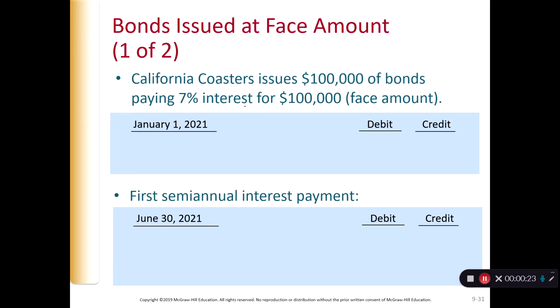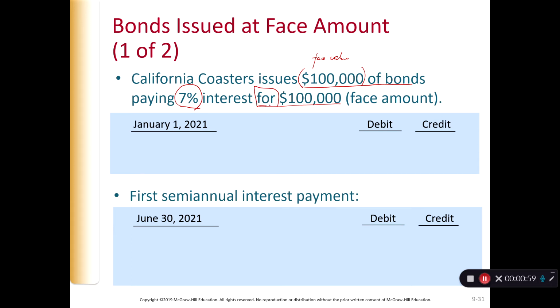Let's assume that California Color Coaster issued $100,000 of a bond paying 7% interest. Here I wanted to emphasize it's the borrowing amount: the issue of $100,000 of a bond means the face value of the bond is $100,000, and they are asking for 7% interest accumulating on the $100,000 of borrowed amount.